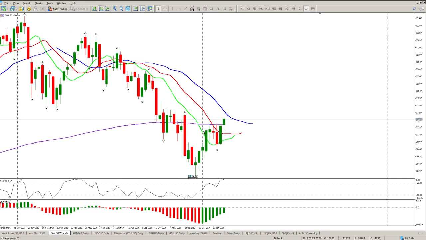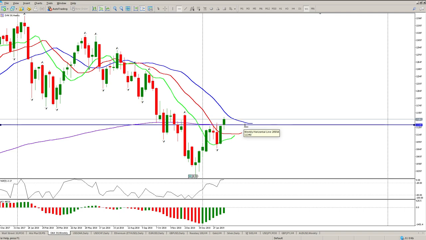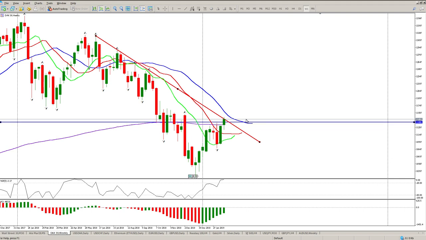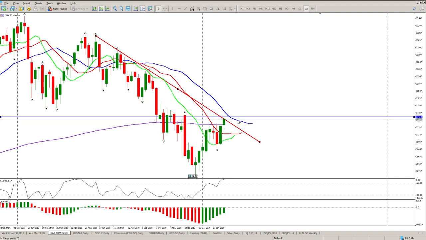So, just starting off on the weekly, just to show you we've managed to get a close above the weekly 200 EMA. Okay, so we've had a close above it. Trend is still down on the weekly, and the next thing we need to pay attention to is that we are on the trend line. So if we're on the trend line, what we're looking for at the moment is a break above the high of last week, and that would give us a break of the downward trend line.